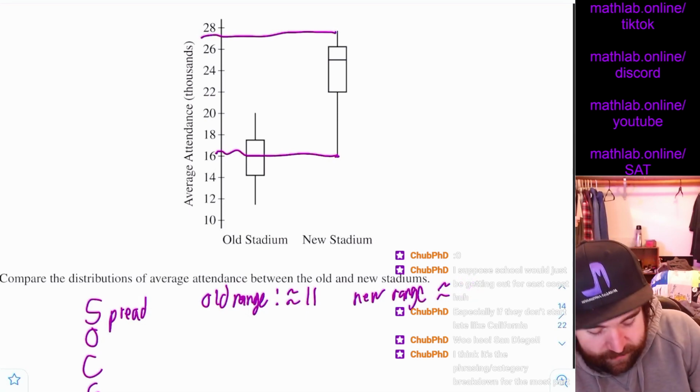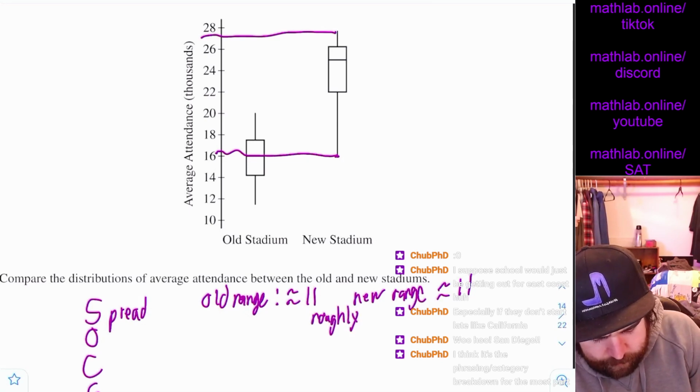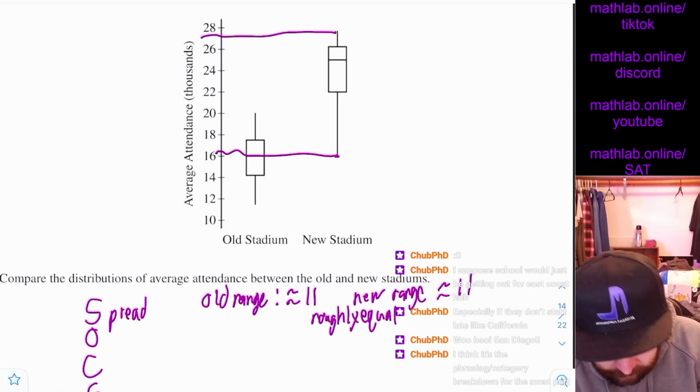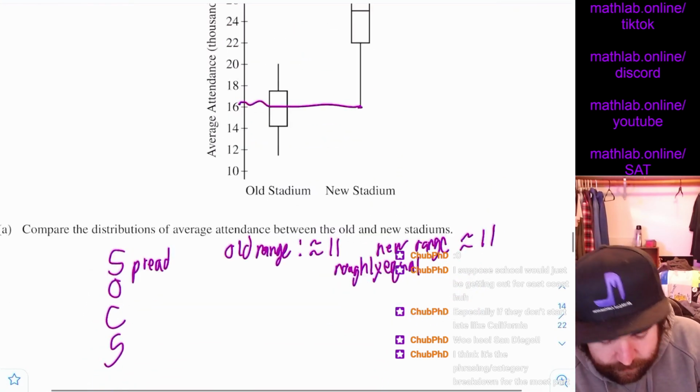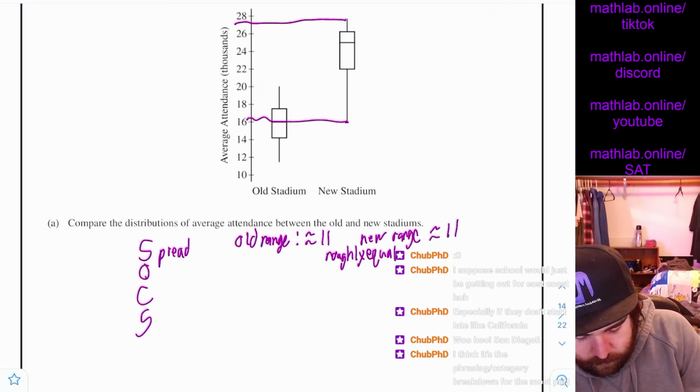I'm going to say it's about 11. It's about 11. They're roughly equal. I'm going to give it that. Outliers? Well, you can't really show outliers. Center.